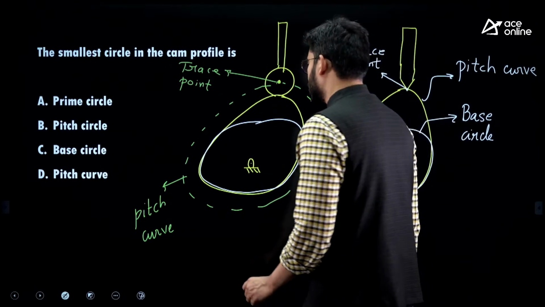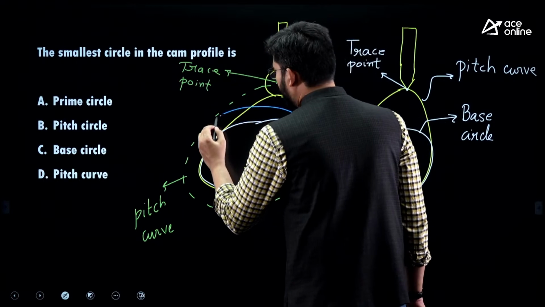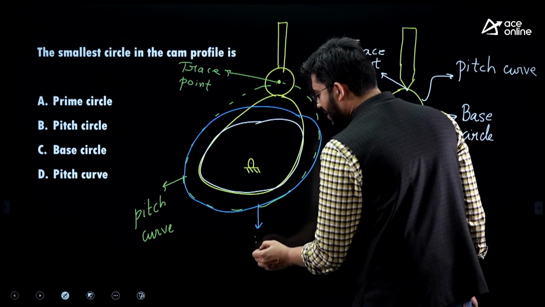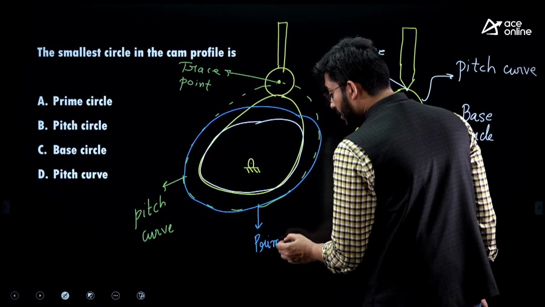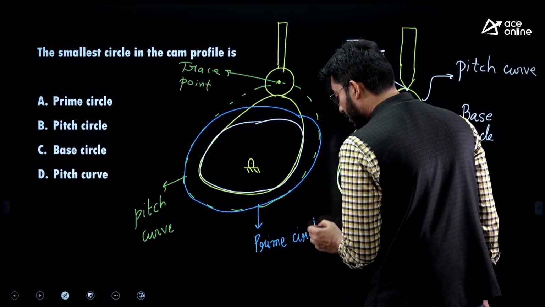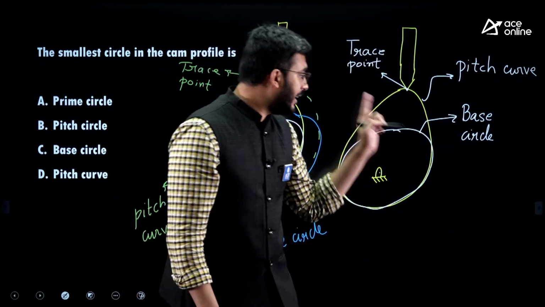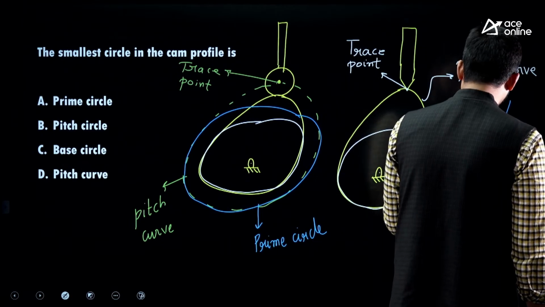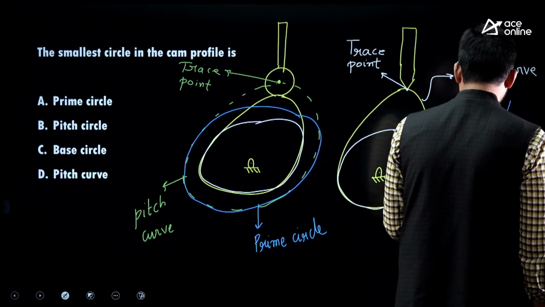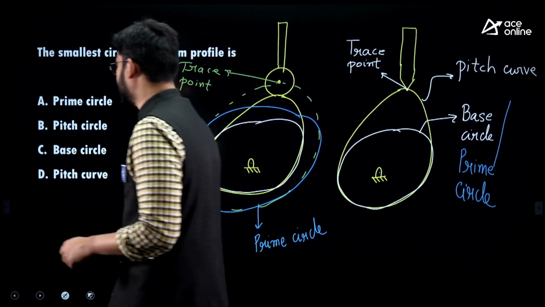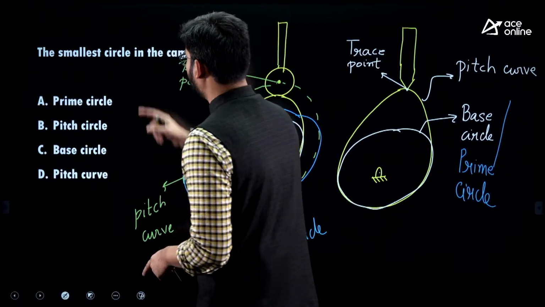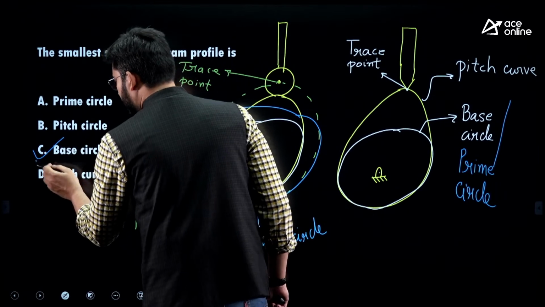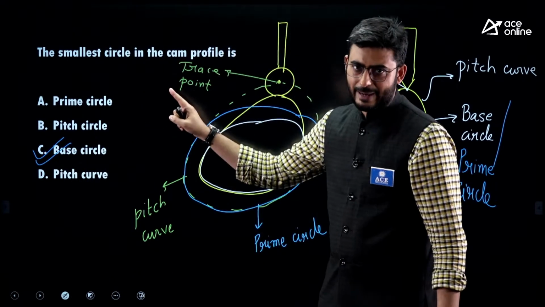Here the base circle is tangential to only the cam profile, whereas the pitch curve is not touching it at all. So now guys, there will be another circle which is tangential to the pitch curve, and that circle we will call the prime circle. In case of a knife edge follower, base circle and prime circle are coincident. Please remember this. So the smallest circle in the cam profile is the base circle, generally, not the prime circle.